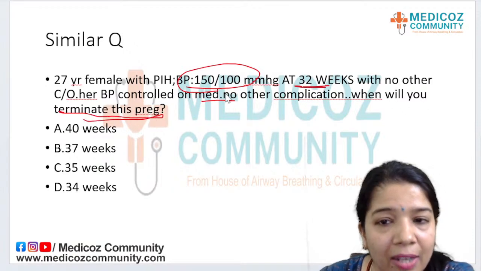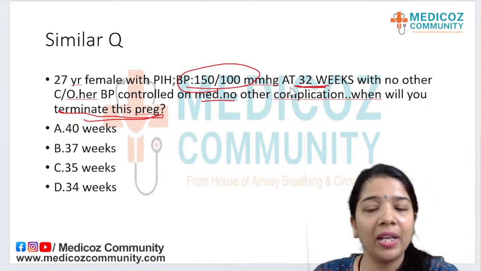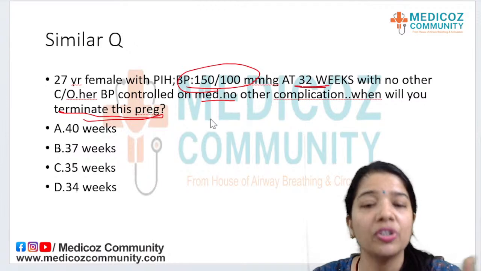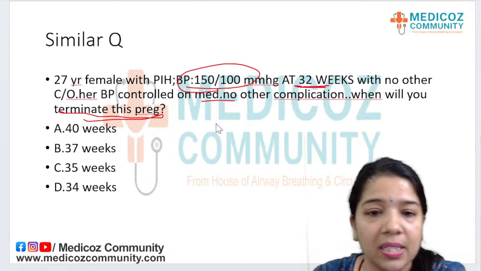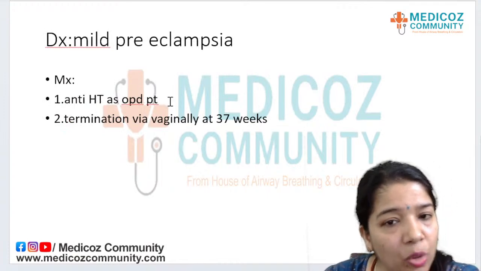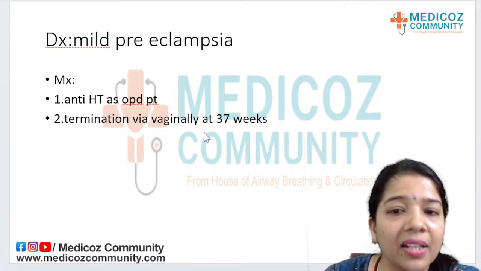Now first of all, what is the diagnosis? Is she having any end organ failure besides proteinuria and hypertension? No, she is having no other complaints. Of course, you will do all the blood laboratory tests. So the routine management will be antihypertensive as an OPD patient and termination via vaginal delivery at 37 weeks.